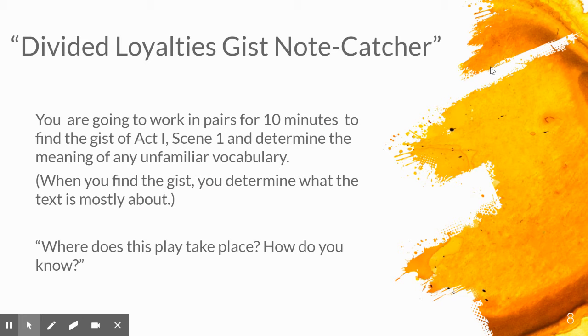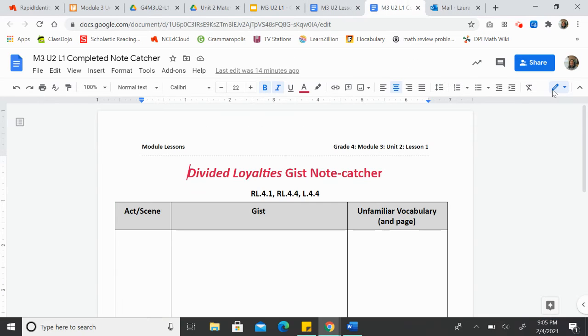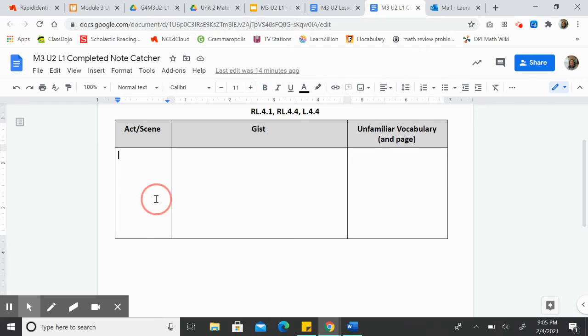All right, now, I want you to think about what we read. The next thing we're going to do is record this in our module workbooks. So you need to open to page 52 of your module workbook, and we are going to record the gist and some unfamiliar vocabulary, okay? When you open it up, it's going to look like this. So we're going to record this: Act 1, Scene 1. Everybody should be writing this down, okay?